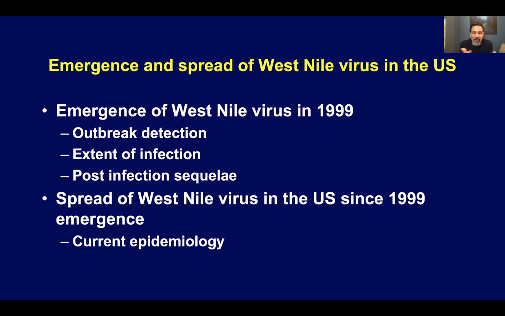I hope that by the end of the talk, you'll get a sense of some of the current issues and the broader significance around the emergence and spread of West Nile in the US. It really represents a great example of an emerging infectious disease and its detection, and also a great opportunity to teach infectious disease epidemiology as well.